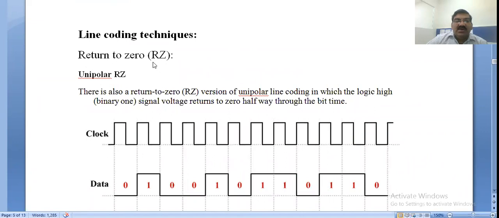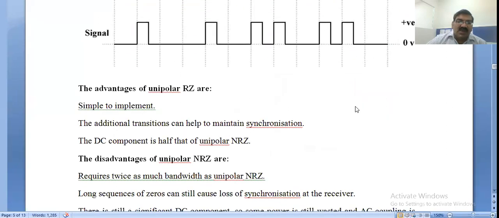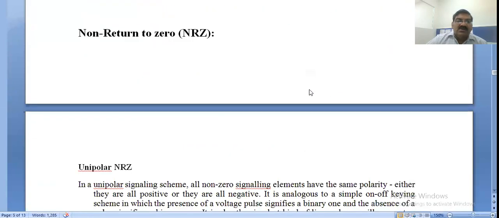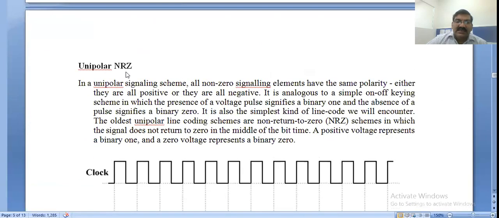So we are going for the return to 0, and unipolar, this is what the unipolar. Bipolar means simply instead of this positive, it will go to the negative. Return to 0, so it is not bipolar. So here non-return to 0, the unipolar NRZ. And again, bipolar we will discuss.